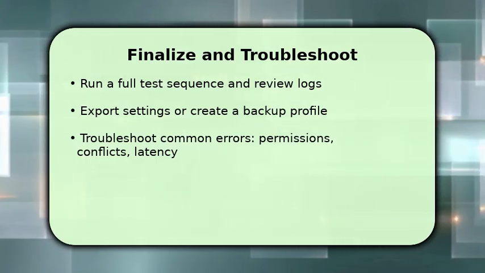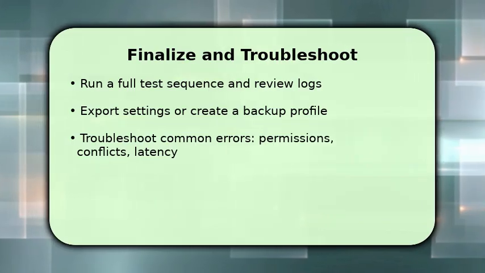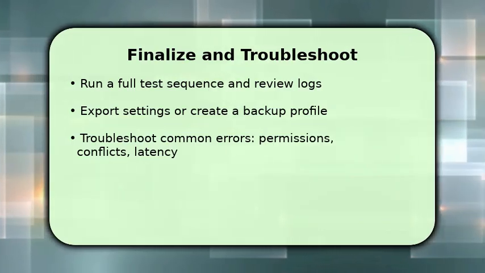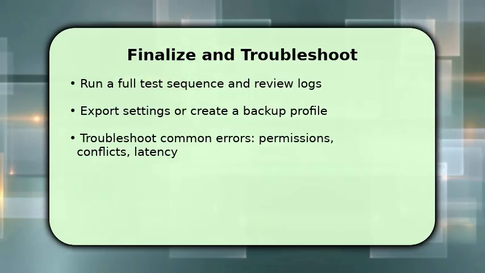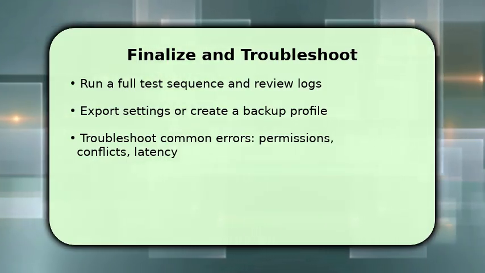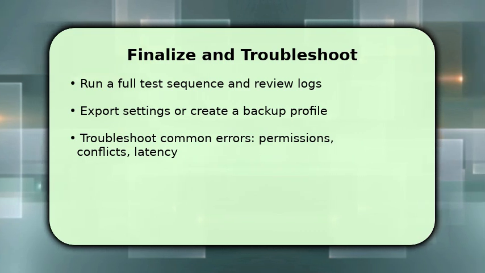If something goes wrong, first confirm permissions and check for hotkey conflicts, then lower polling rates or increase timeouts. Finally, restart the app and rerun the test. Most intermittent issues clear after a fresh start and small timing adjustments.